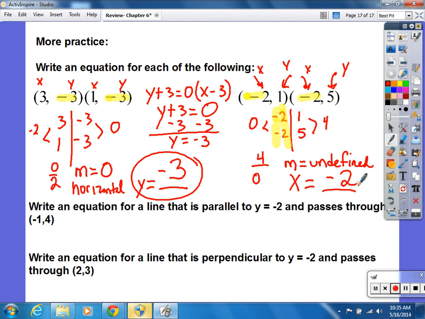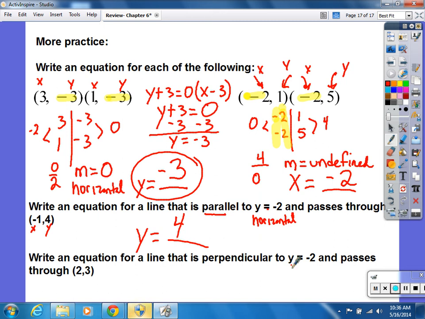All right, 2 more problems. Same exact type of situation. Write an equation for a line parallel to y equals negative 2. Parallel, and it's horizontal. I know that a horizontal line is going to look like this. Y equals something. There's x. There's y. What is y equal? Hopefully you're thinking, 4, Mrs. Mall. Y equals 4.